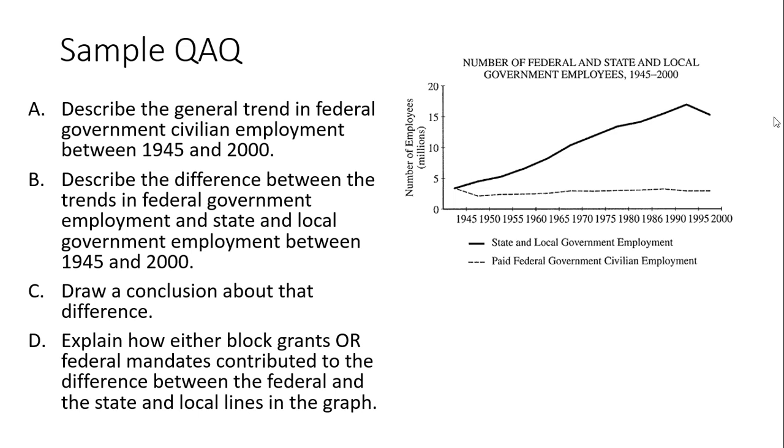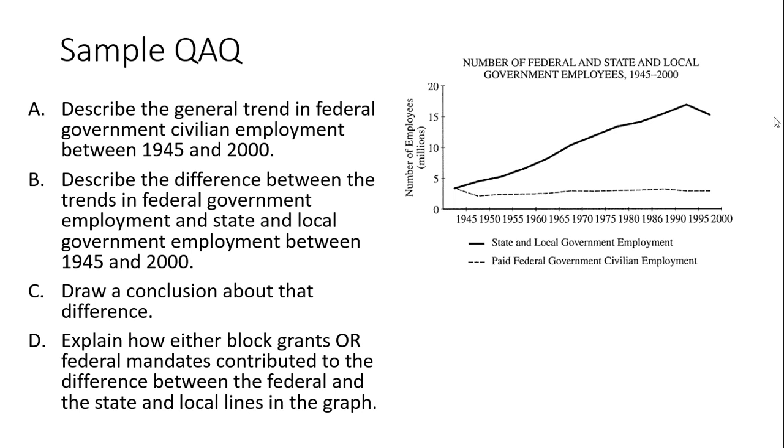A general trend is a snapshot of the whole. So look where the number of federal employees were in 1945. They were around 3 million. Look where they were in 2000 or approaching 2000, about 3 million. And the line is pretty flat. So we're going to give you sample responses here in a minute, but we would say, well, the general trend in federal employment is pretty steady, steadily around 3 million, doesn't increase or decrease very much, okay? Big picture general trends. Don't overcomplicate this.